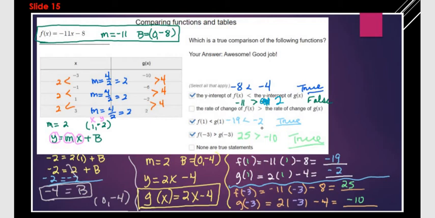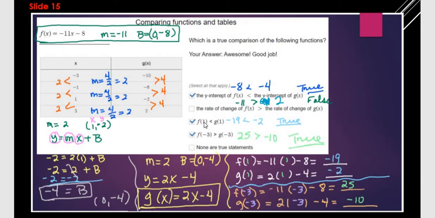And negative 11 is not bigger than a 2. So this one is false. Negative 11 is not greater than 2, and that is wrong. So my slope for g of x is 2. Now, I'm going to come down here and compare these.